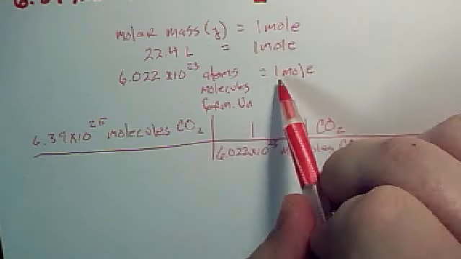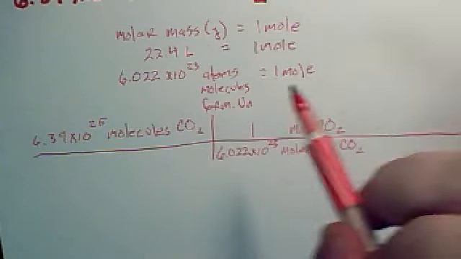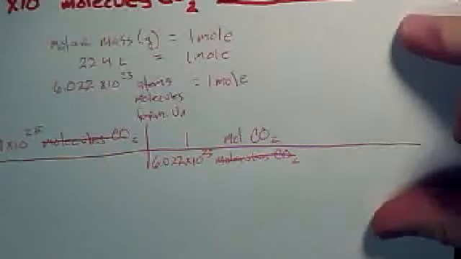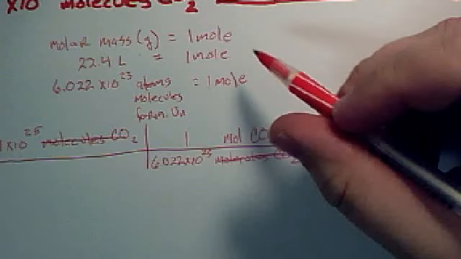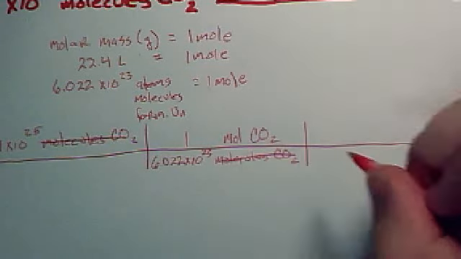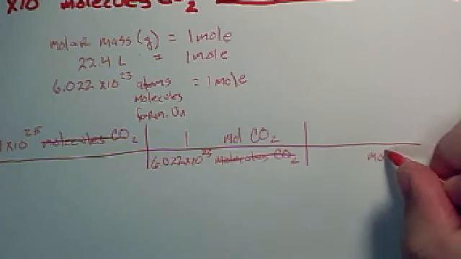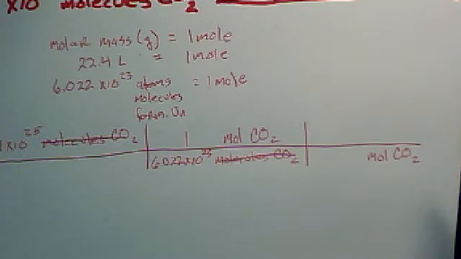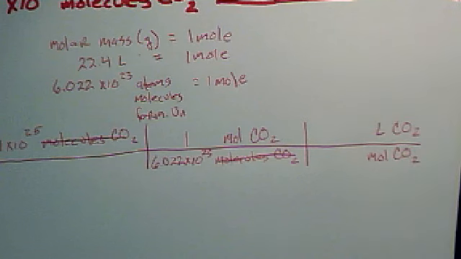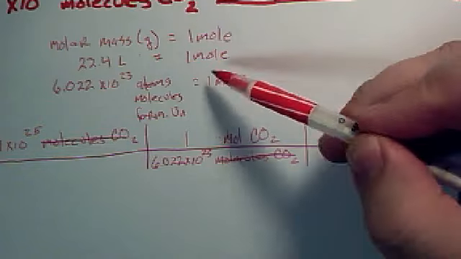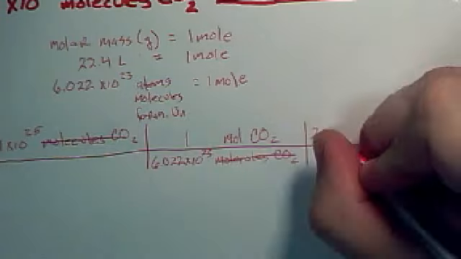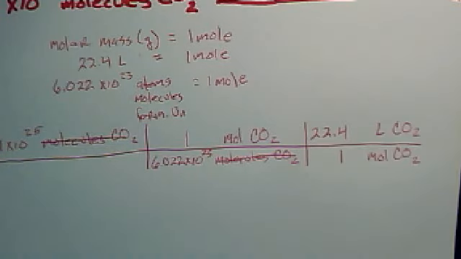So you look at your conversion factors. Whatever number is in front of it, that's what number you write there. This means our molecules will cancel, and we'll be left with moles of CO2. But I want liters, so I keep going. And again, if I have moles of CO2 here, I want it to cancel, so I'm going to write moles of CO2 here. And I want liters, so I'm going to write liters of CO2 on the top. And 1 mole is equal to 22.4 liters, so 22.4 liters.